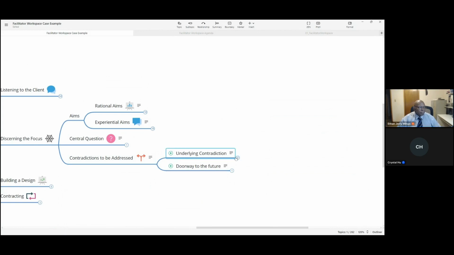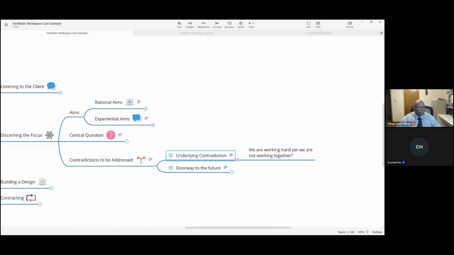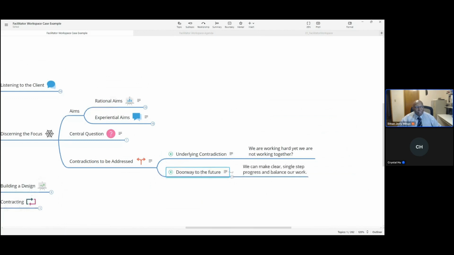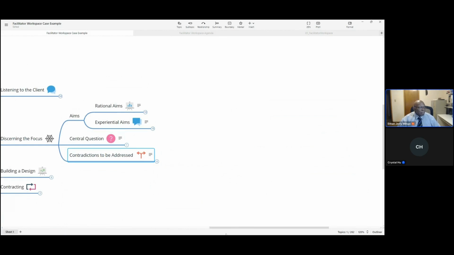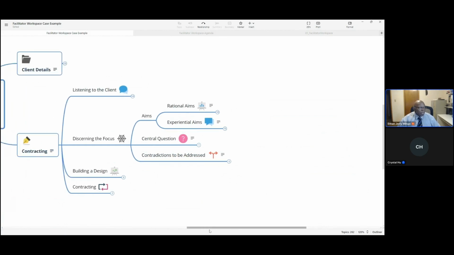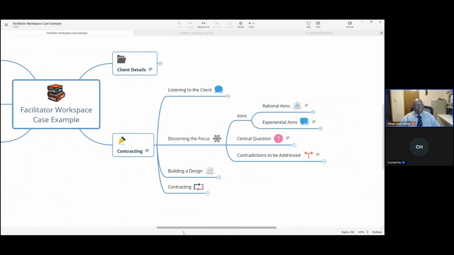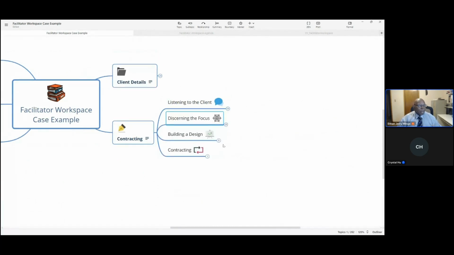We are working hard, yet not working together, and the doorway to the future is we can make a clear single step of progress and balance our work. So that's how you can use a map when you're building facilitation events to really have a cohesive set of questions and answers that help the group work together.